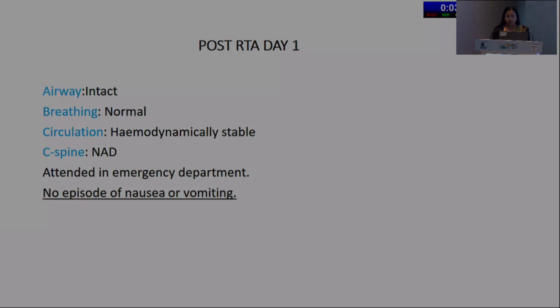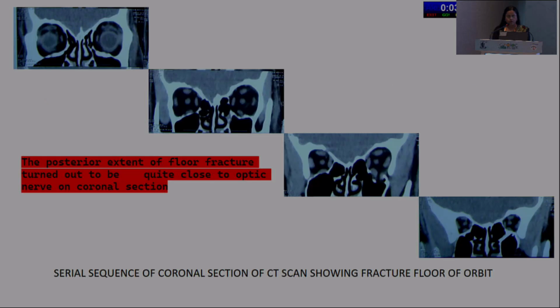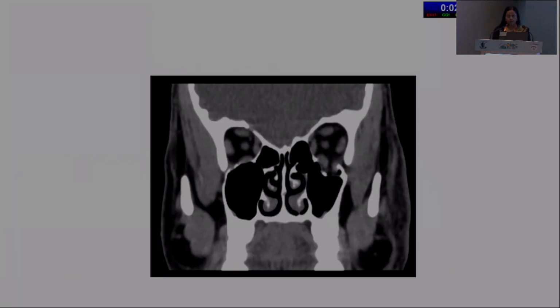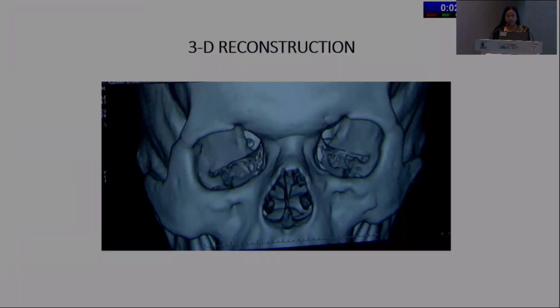The patient was seen in the emergency department, airway, breathing, circulation were normal, and there was no episode of nausea or vomiting. We asked for a CT scan of the orbit, both axial and coronal cuts, to rule out any fracture. Serial coronal sections of the CT scan showed a fracture of the floor of the orbit, the posterior extent of which turned out to be quite close to the optic nerve. This is the axial section. This is the 3D reconstruction.